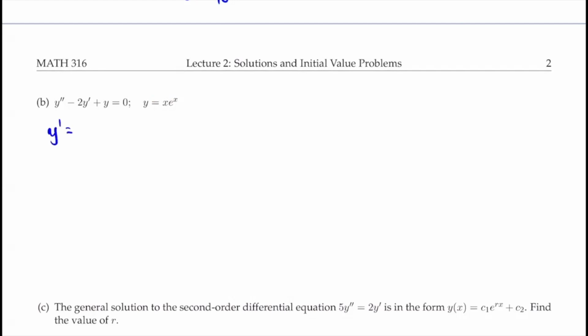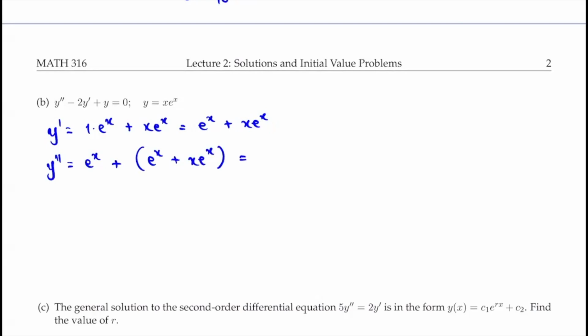So y prime is equal to 1 times e to the x plus x times e to the x, which is e to the x plus x times e to the x. And from here, you take the second derivative to get the following. The derivative of e to the x is just e to the x. The derivative of the product, again, you need to apply the product rule. You have e to the x plus x times e to the x. And then simplify what you just obtained to get the final answer: 2 times e to the x plus x times e to the x.